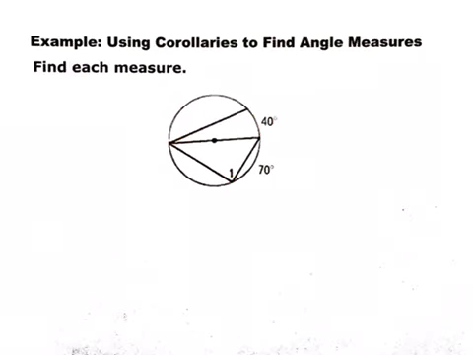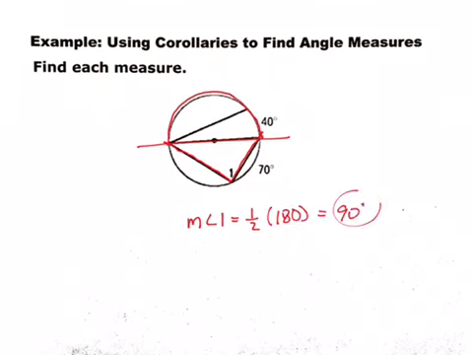Here it asks us to find each measure, so we're looking for the measure of angle 1. Well, angle 1 cuts the circle at this point, which is your diameter, so it cuts half the arc of the entire circle. So the measure of angle 1 should be half of 180, which in this case is just 90.